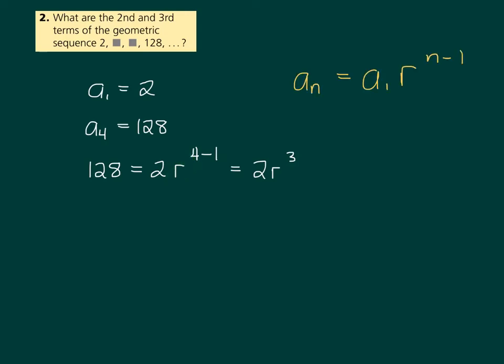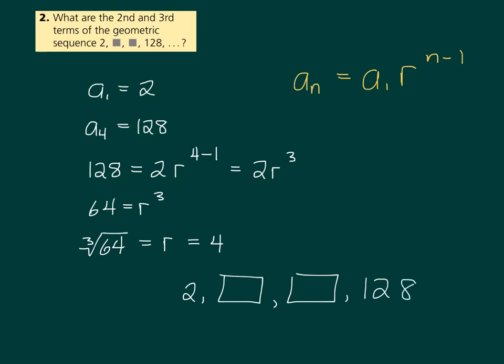So now we just want to find out what r is. Divide each side by 2. We get 64 is r cubed. So the cube root of 64 is r, which is 4. So we know what the common ratio is. So what are the two blanks?